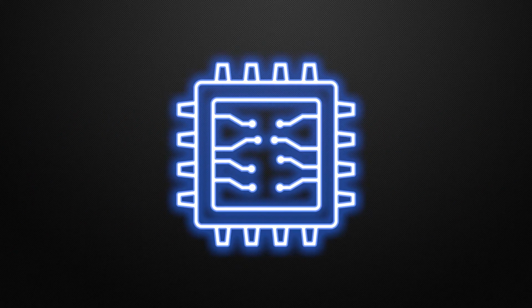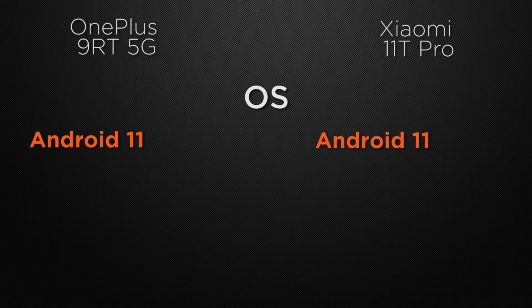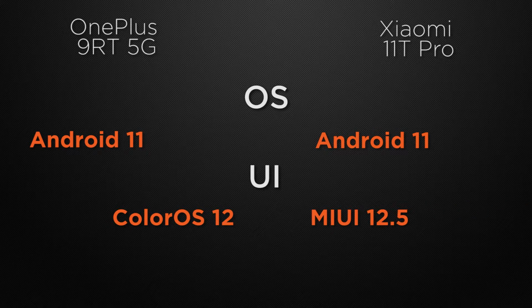Moving to the performance of the devices, let's start with the operating system of the devices. 9RT has Android 11 support. On the other side, 11T Pro also has Android 11 support. So it's a tie because both of the devices have the same generation of operating system. Talking about the user interface of the devices, 9RT comes with ColorOS whereas 11T Pro comes with MIUI. So I will call it a tie because both of the devices have a different user interface. So it's up to you which UI you like or not, it's up to you.